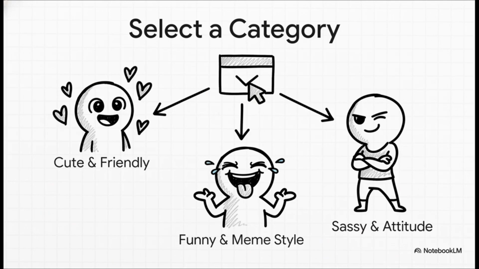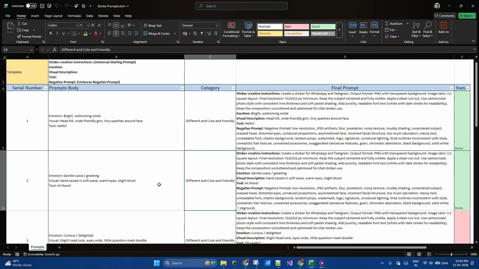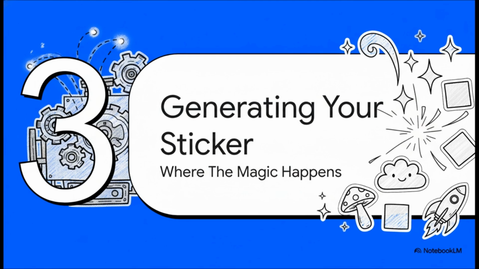Once you've written your 3 lines, your next and final task is to just click on the category cell. This pops open a drop-down menu that's basically a style filter. You can pick from things like cute and friendly, funny and meme style, or sassy and attitude to instantly change the whole vibe of the sticker. You've done your part. Now it's time to see how the engine takes your input and actually works its magic.